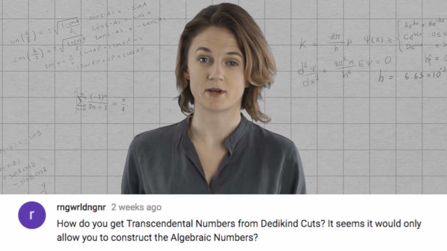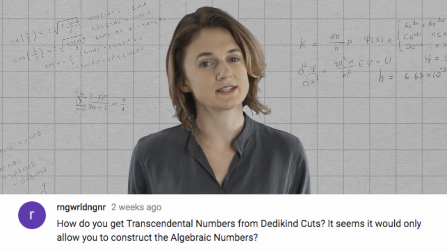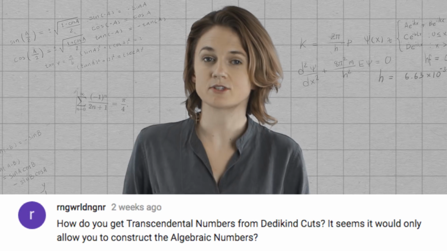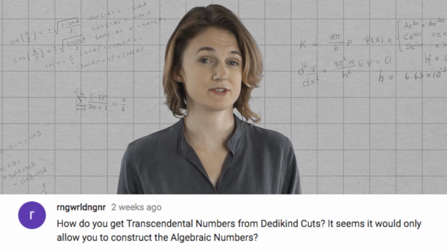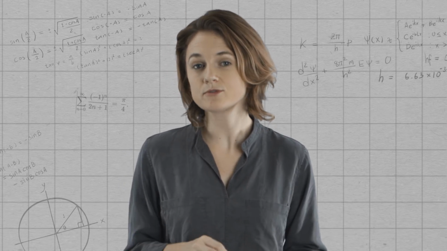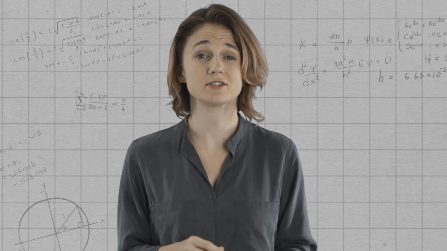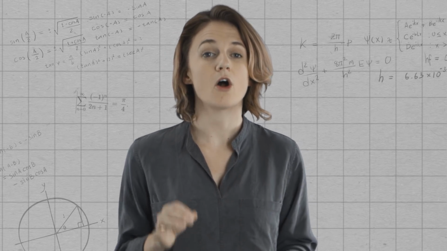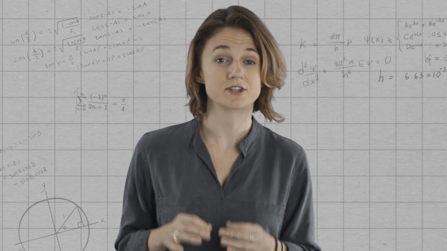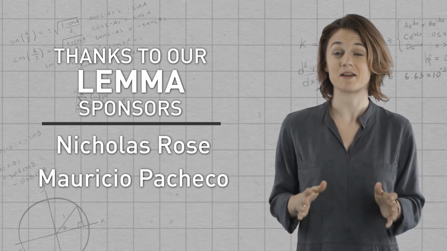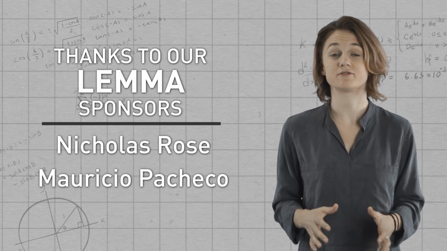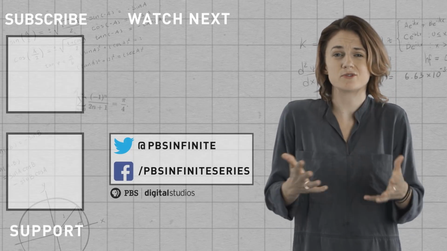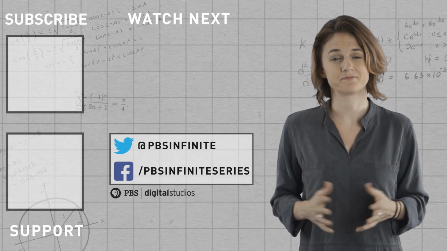But there's another answer to your question that might be related to Ringworld's question. How do you get all transcendental numbers from Dedekind cuts? It would seem it would only allow you to construct algebraic numbers. Algebraic numbers are the roots of polynomials with rational coefficients, and transcendental numbers are everything else. Dedekind cuts are all possible ways to split the rational numbers into two sets, and many, actually most of them, aren't describable in the way the square root of 2 was. Those are the transcendental ones.